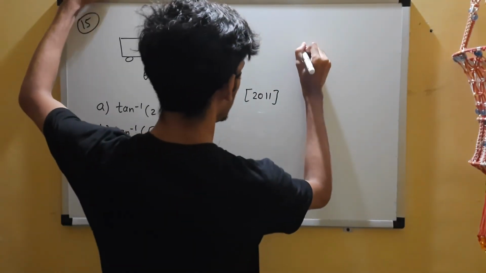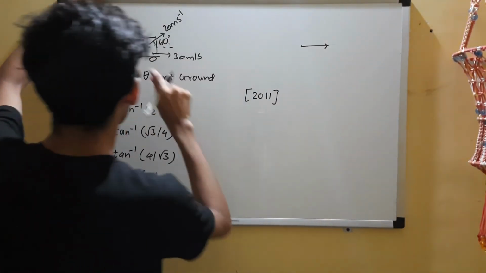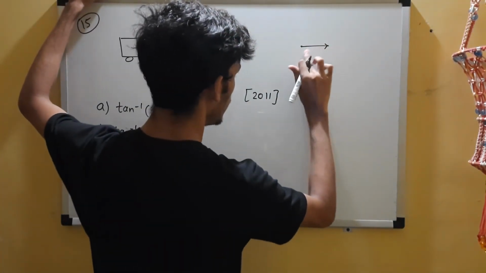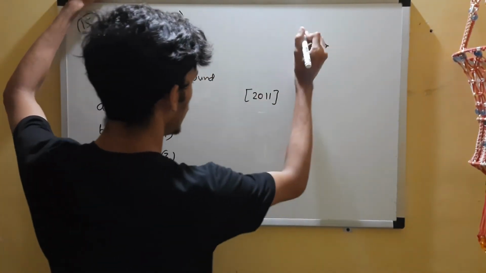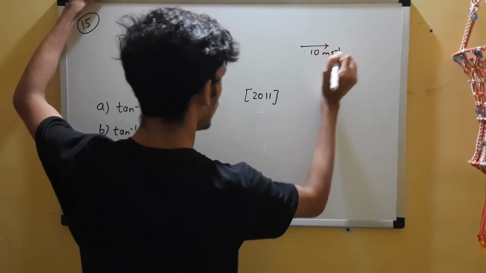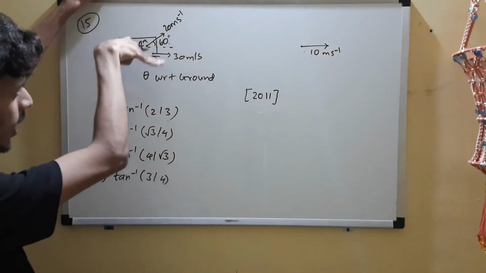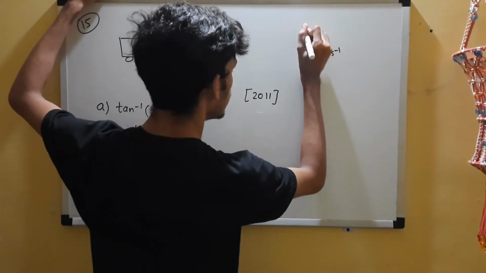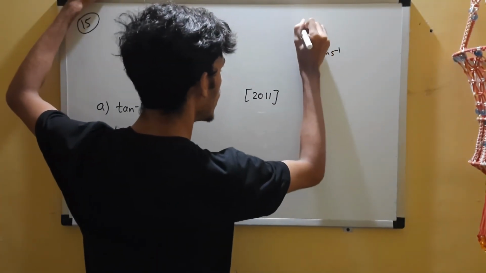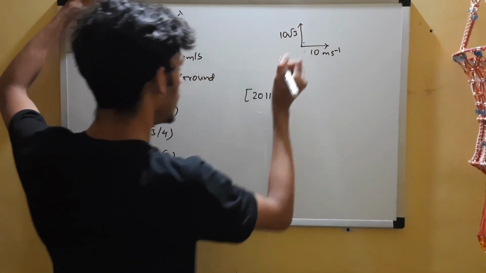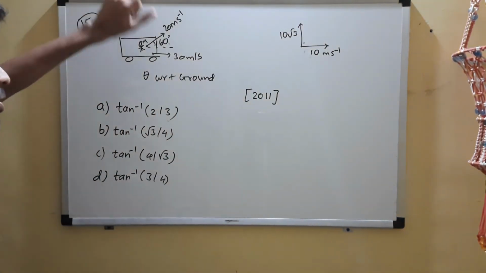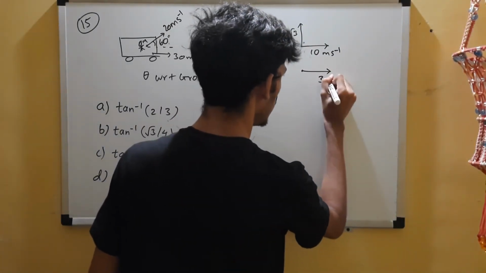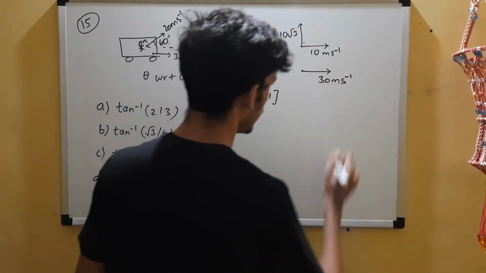First things first, let's resolve. I'll break that 20 into 20 cos 60, which will be 20 into half, so 10. Along the x-axis you'll have 10, right? 20 cos 60 is 10, and 20 sine 60 will be 10 root 3. 20 into root 3 by 2 is 10 root 3. And you can see that the velocity of the bus is 30 meters per second.